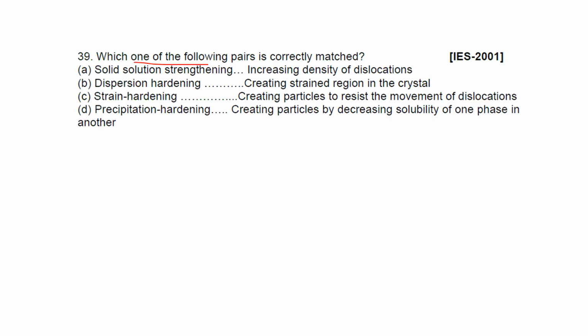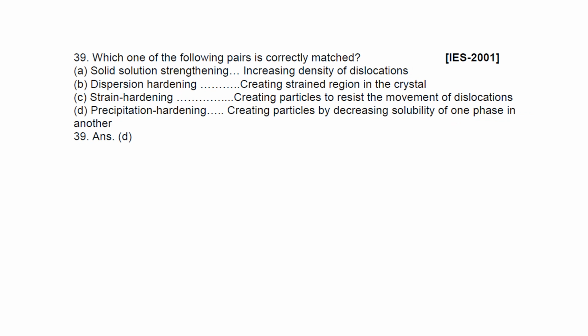Next, which one of the following pairs is correctly matched? Here we have to correctly match whatever is given. Solid solution strengthening: increasing density of dislocations. Dispersion hardening: creating strained regions in the crystal. Strain hardening: creating particles to resist the movement of dislocations. Precipitation hardening: creating particles by decreasing solubility of one phase in another. So D is correct and the rest are wrong. Precipitation hardening, creating particles by decreasing solubility of one phase in another, is correctly matched.